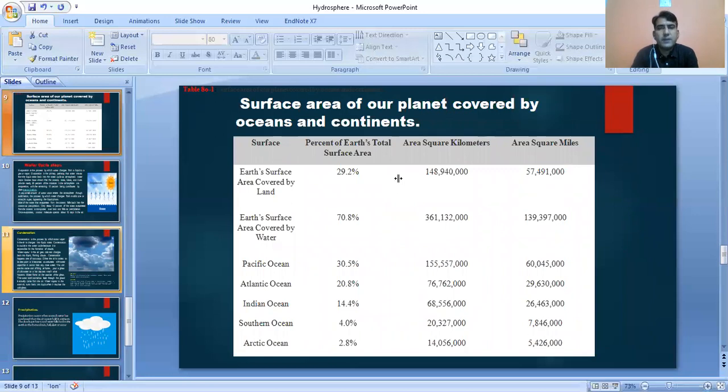The surface area of our planet is covered by the oceans and the continents. Look at the Earth's surface: the land mass area covers 29%. The rest is covered by the salt water of the oceans. The Pacific Ocean, the biggest of all, covers almost 30%, more than 30% of the area. Then we have the Atlantic Ocean at 20%, the Indian Ocean covering 14%, the Southern Ocean 4%, and the Arctic Ocean 2.8%. The Pacific is number one, then the Atlantic Ocean.